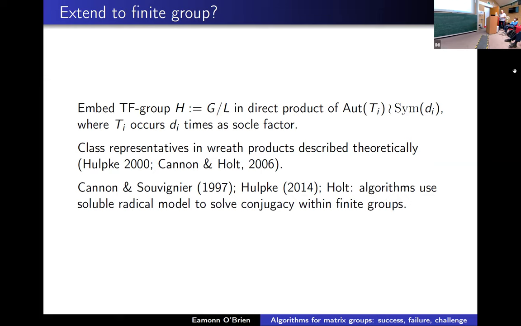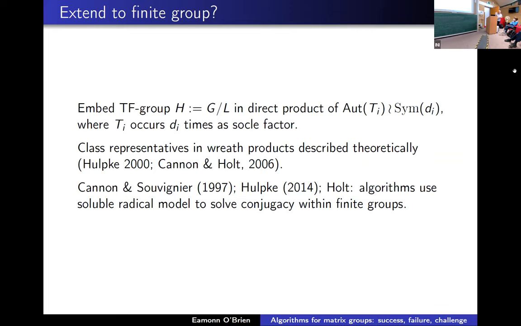Okay, so some of that is already fully available. The machinery to write down all the information in classical groups is available. It's available publicly as part of Magma. These sorts of algorithms were developed by Cannon and Souvignier back in '97, and Alexander Hulpke and Derek, all of them have used the soluble radical model to solve conjugacy of elements.